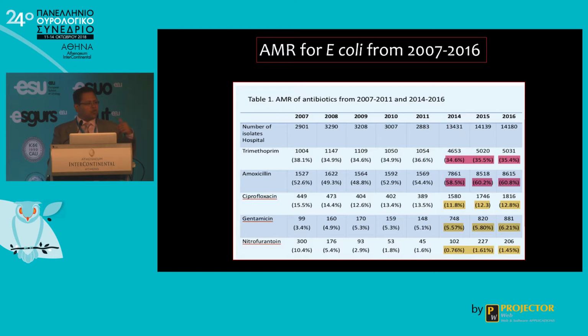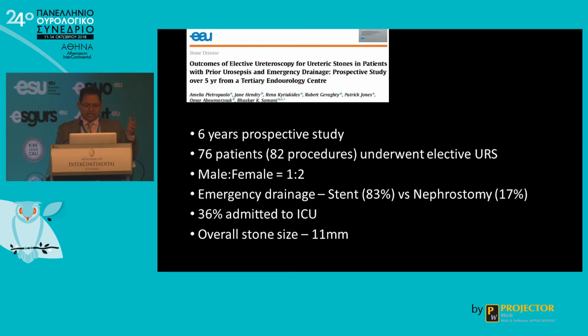And it's important to know your local patterns before you give antibiotics, because if the resistance is high, then that drug is not going to work, irrespective of what the guidelines say. This is something, again, as I said, with a stone flavor to it. What happens when people have urosepsis and they have initial drainage? They then need ureteroscopy, or they need a procedure.